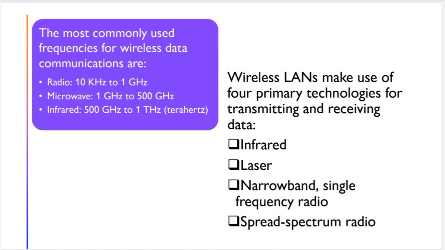So wireless LANs make use of 4 primary technologies for transmitting and receiving data. The first one is infrared, the second one is laser, the third one is narrowband or single frequency radio, and the last one is spread spectrum radio.